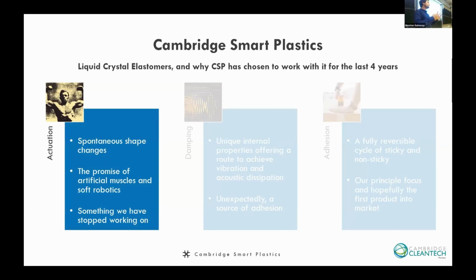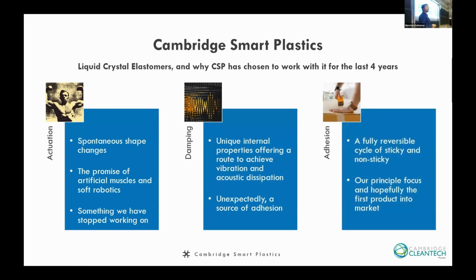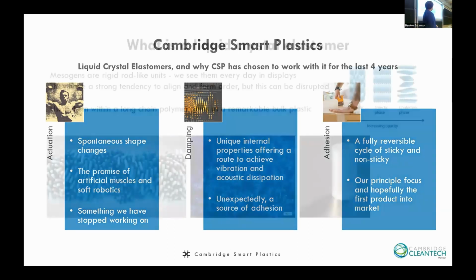So obviously it's an actuator or an artificial muscle. It can respond to ambient temperature or UV, for example, to change its shape. Its properties are actually largely unique in that it gives it a really spectacular damping or vibration attenuation characteristic. But most recently, and what our company really focuses on now, is it as a reversible adhesive, actually. So a lot of the phenomena before that actually lead to it being very sticky and reversibly so.